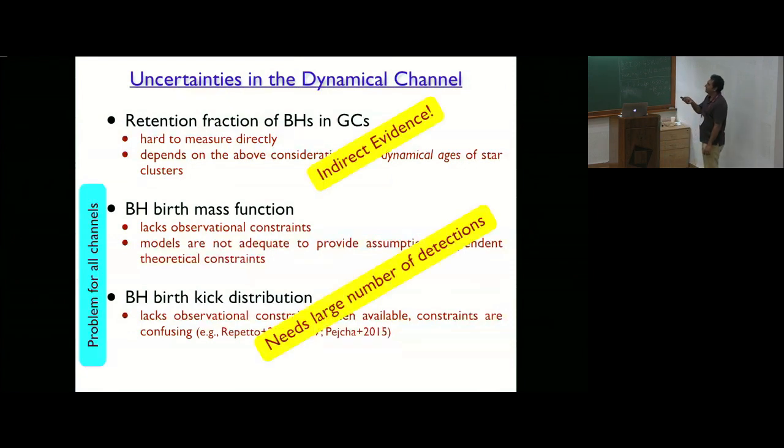So I have talked about how we can have some indirect evidence. There may be other ways. And this needs a large number of detections, and Gaia in 5 years probably will have a large number of detections.